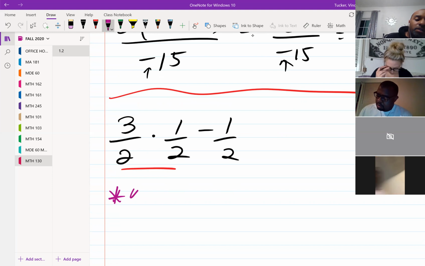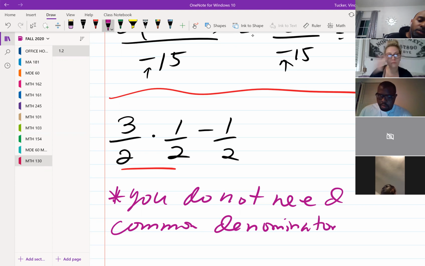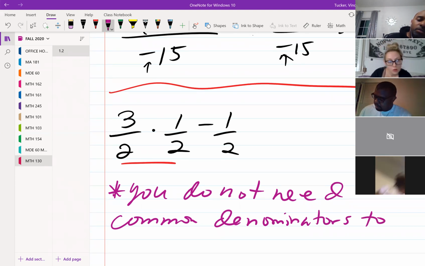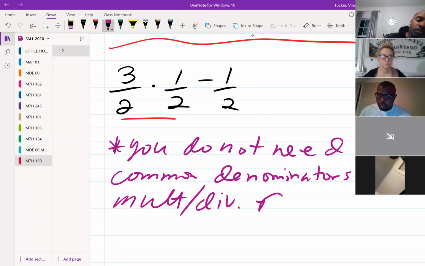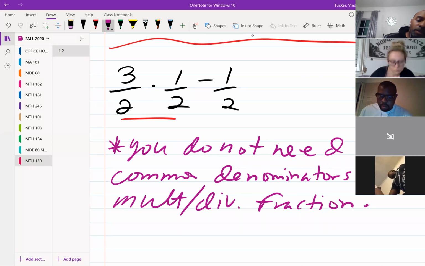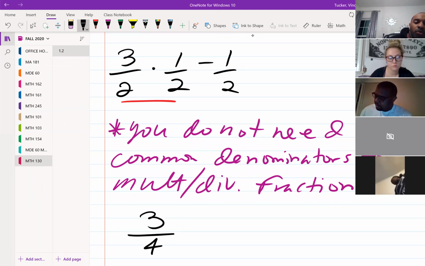Just want to emphasize, you do not need common denominators to multiply or divide fractions. Just want to emphasize that first. So when I look at 3 over 2 times 1 over 2, you just multiply across, and that's going to be 3 over 4.